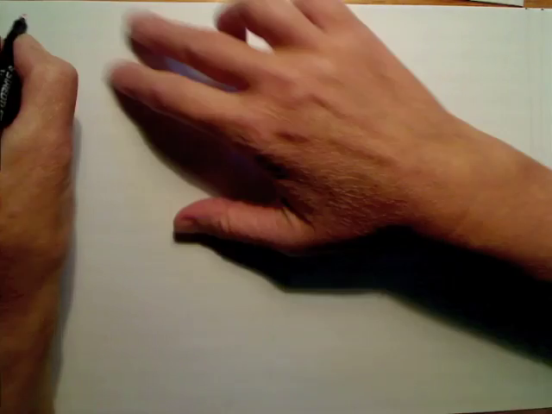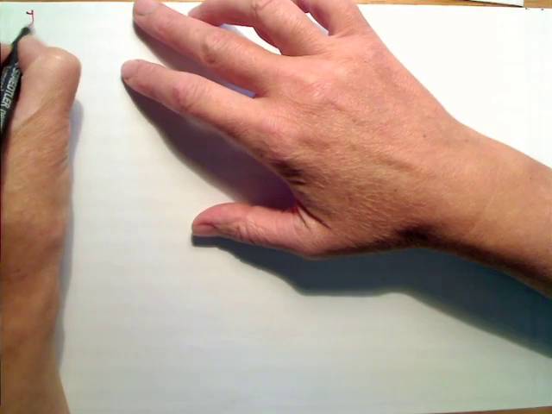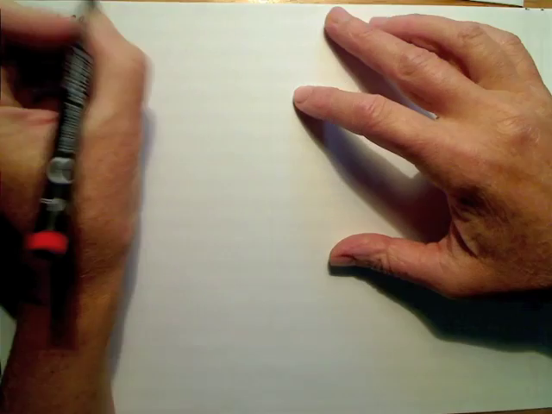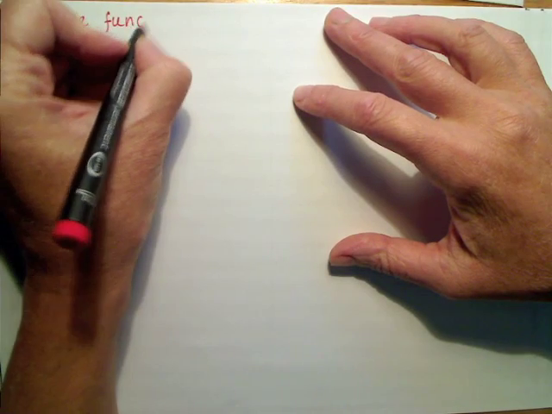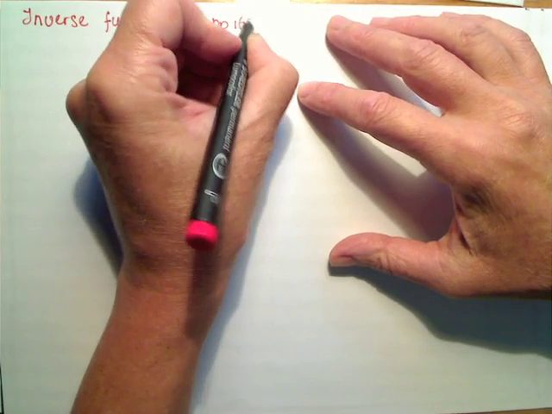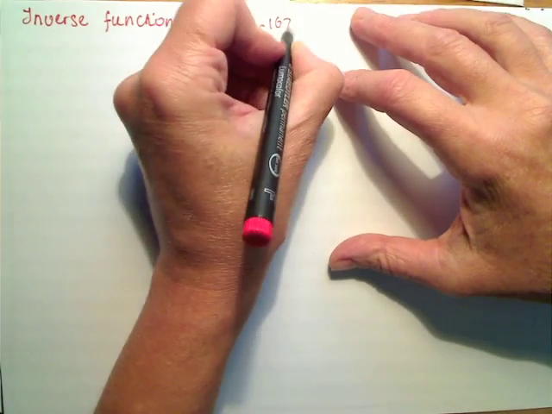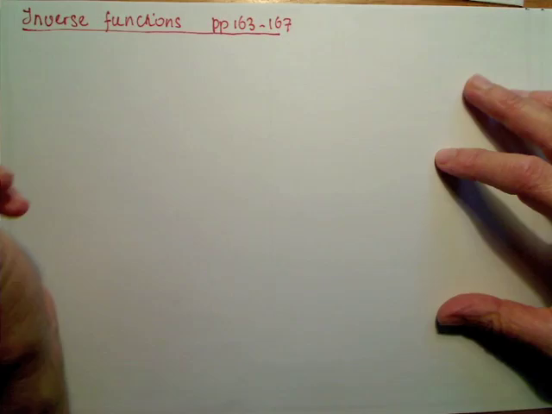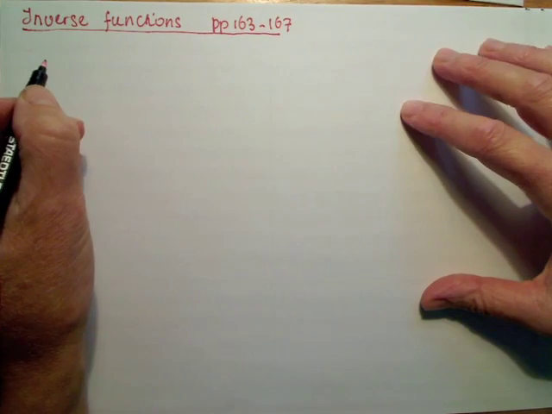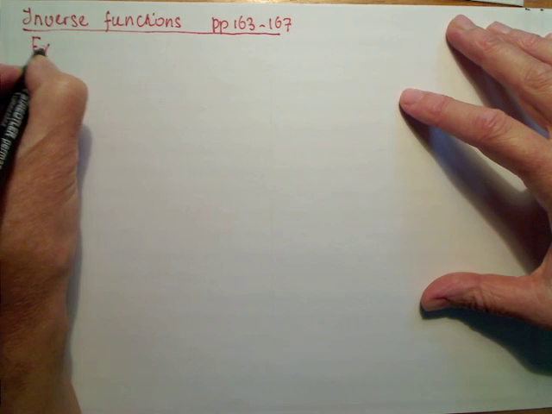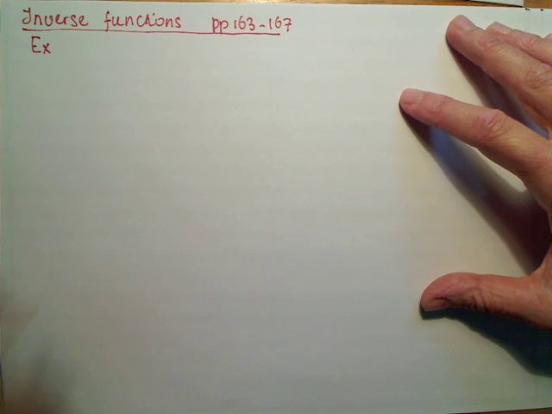This video studies functions for which the input is recoverable from the output. These functions are called inverse functions, and they are discussed on pages 163 up to 167 of the book. We already saw one example in the previous video, but now we take a slightly more complicated one.